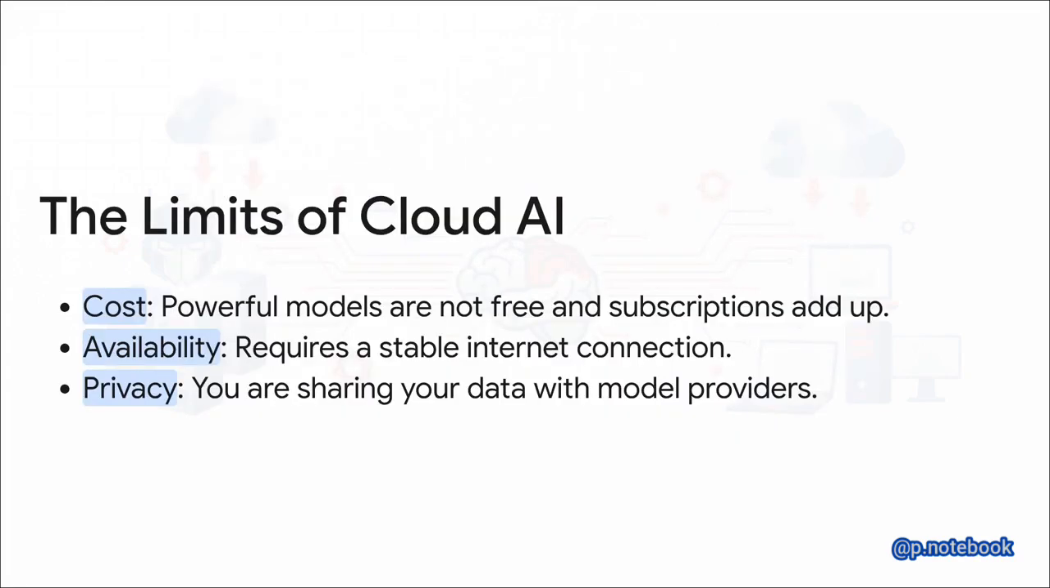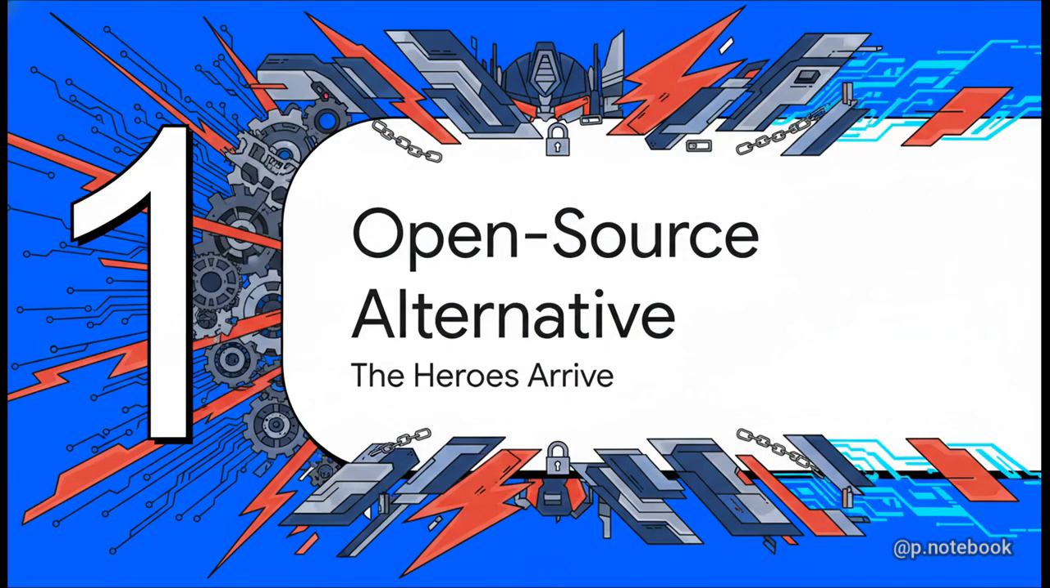First up, cost. The best models, they're not free, and those subscriptions add up fast. Second, availability. If your internet goes down or their service is having a bad day, you're just out of luck. And third, and this might be the biggest one of all, privacy. Every single thing you type, every document you upload, you're handing it over to someone else. But what if there was another way?